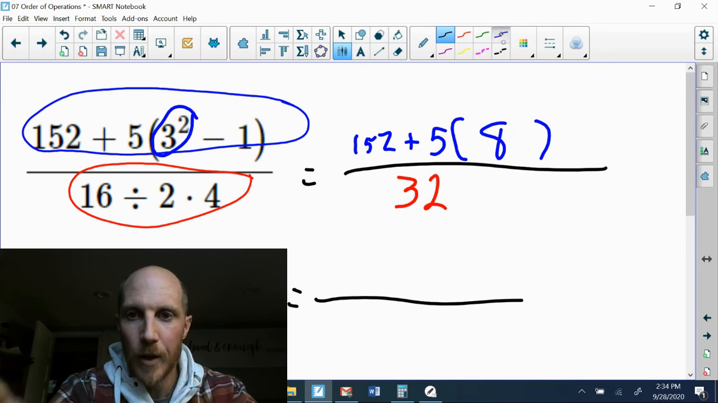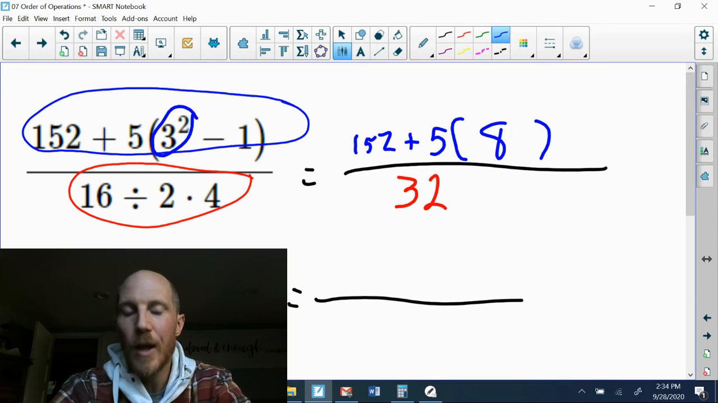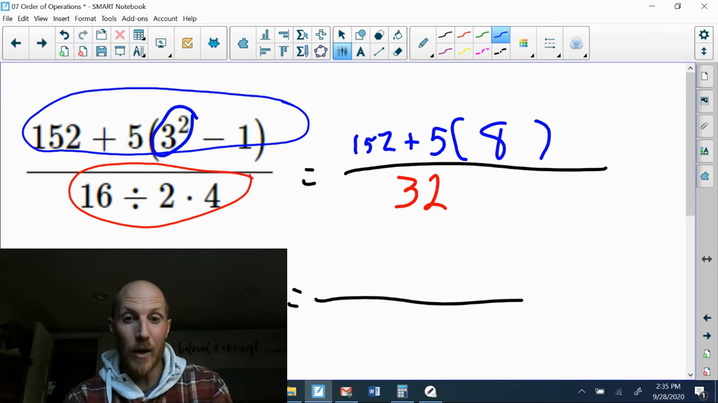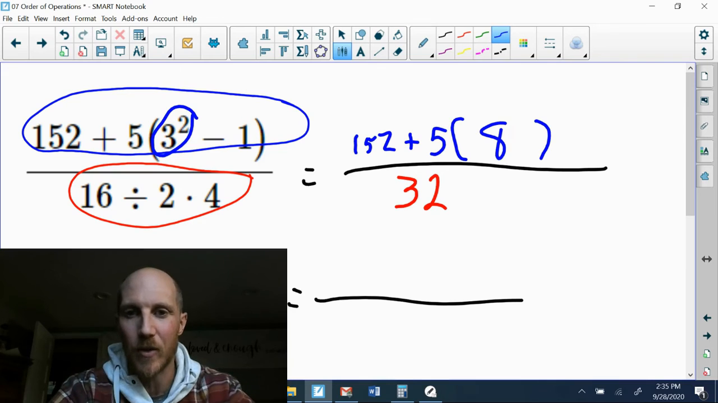Okay, so let's work on the top. So 152 plus 5 times 8. These parentheses are not actually grouping anything together. I already did all that stuff. The only reason I kept them written as parentheses is so that I could show the 5 and the 8 written right next to one another. That means times. So 5 times 8, that's 40.